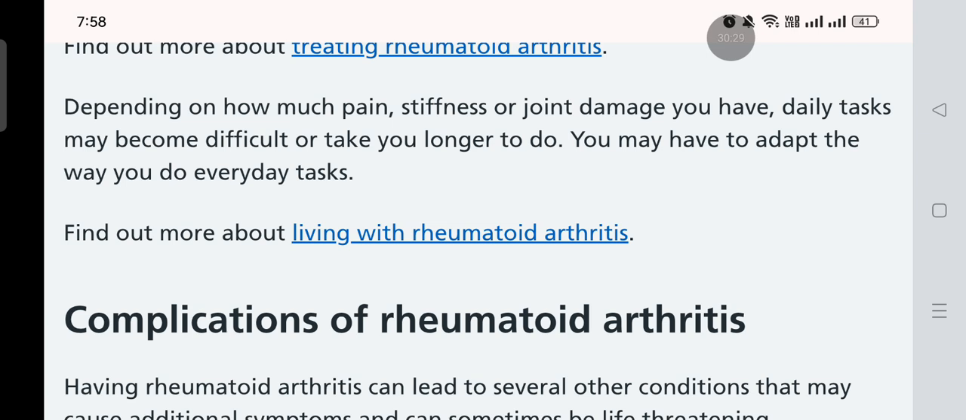Depending on how much pain, stiffness, or joint damage you have, daily tasks may become difficult or take you longer to do. You may have to adapt the way you do everyday tasks.